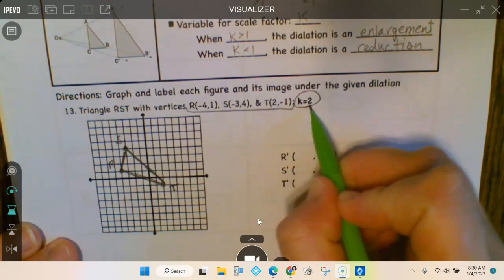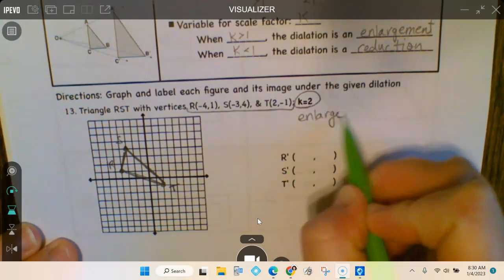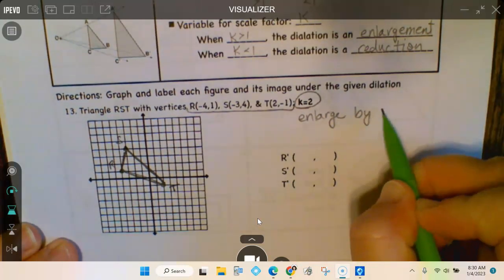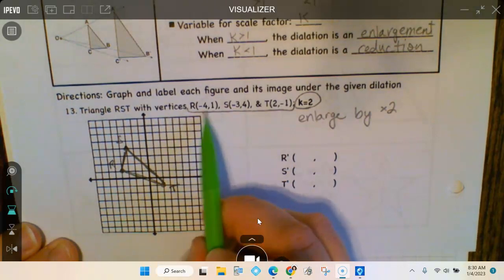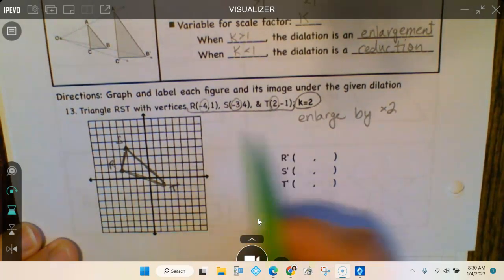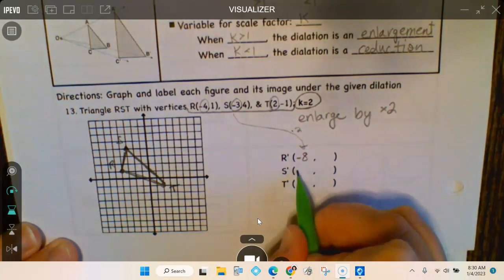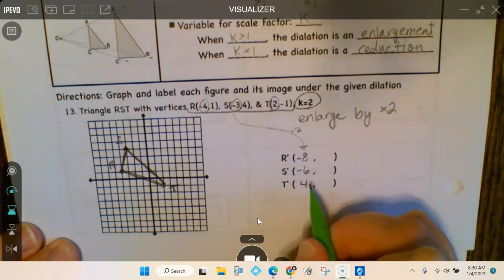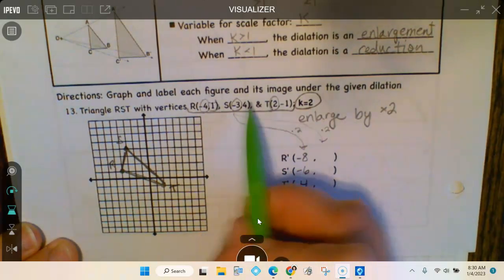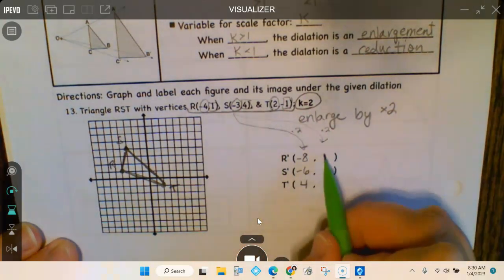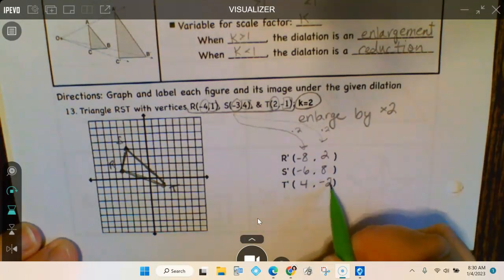So we have a scale factor right here of 2, which means I'm going to enlarge by multiplying by 2. So I'm going to take all of these x values here and multiply by 2. So this one will be -8, -6, and 4. And I'm going to do the same with the y values. I'm going to multiply all the y values by 2. So that will give me a 2, an 8, and a -2.